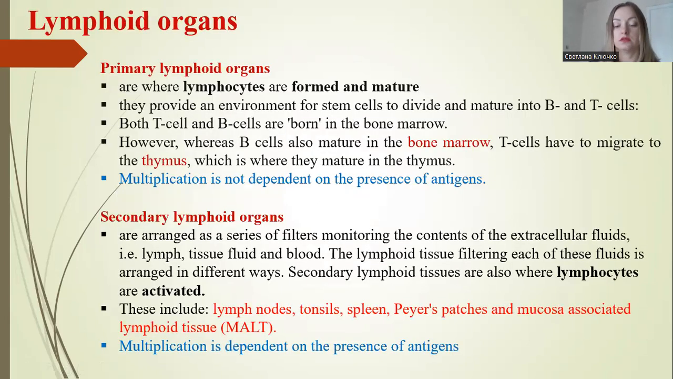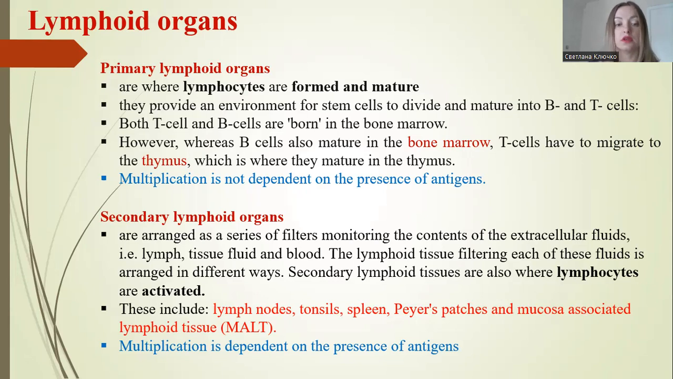So, lymphoid organs are classified into primary lymphoid organs and secondary lymphoid organs. Primary lymphoid organs are where lymphocytes are formed and mature. They provide an environment for stem cells to divide and mature into B and T cells. Both T cells and B cells are born in the bone marrow. However, whereas B cells also mature in the bone marrow, T cells have to migrate to the thymus, where they mature. Multiplication is not dependent on the presence of antigen. So, we can say that in primary lymphoid organs, central lymphoid organs, antigen-independent differentiation of T and B cells occurs.